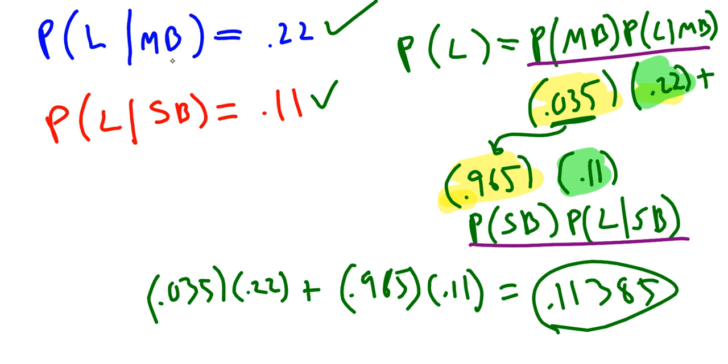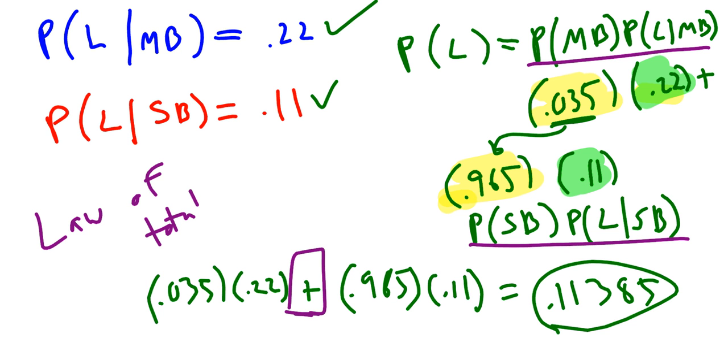When you're adding them together with this plus sign in the middle here, sometimes they call this the law of total probability. It's a lot of words, but I think if you think from a common sense point of view, it's probably better. You've got left-handed people who are from multiple births. You have left-handed people from single births. Find those two separate percentages and add them together to find the total number of left-handed people.